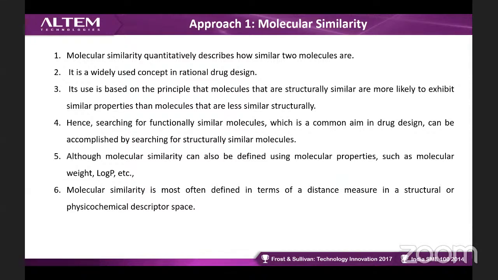Approach one is molecular similarity. That means you have two molecules in your hand, and you are drawing or sketching the two molecules. How do you say both are similar? We have to do some kind of analysis or matching technique to know how similar the molecules are. It is a widely used concept in rational drug designing. Moreover, this is a basic principle to analyze whether structurally similar molecules will have the same biological activity. That is one hypothesis today.